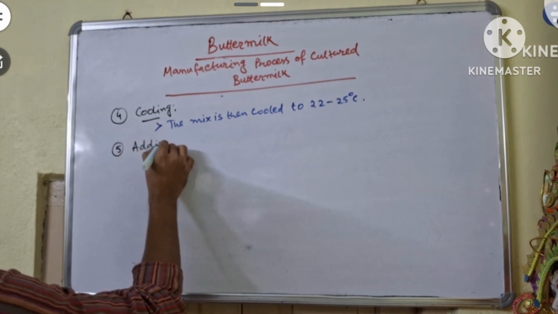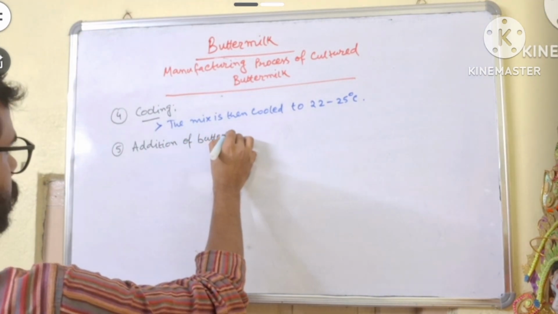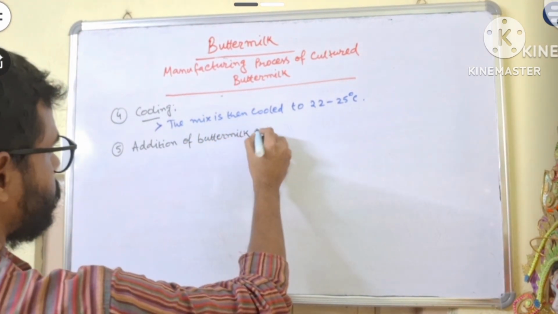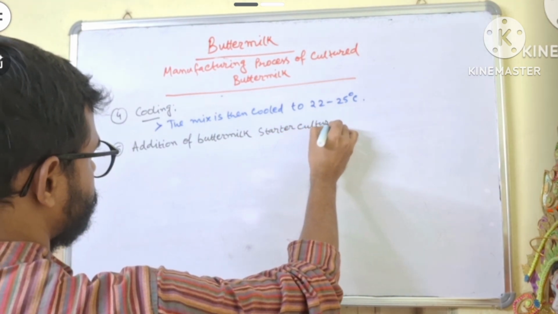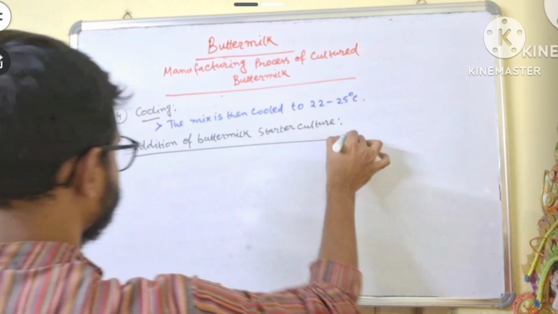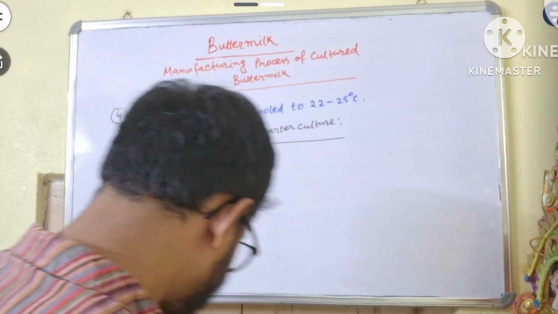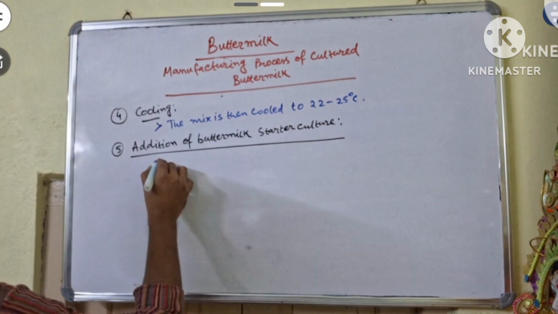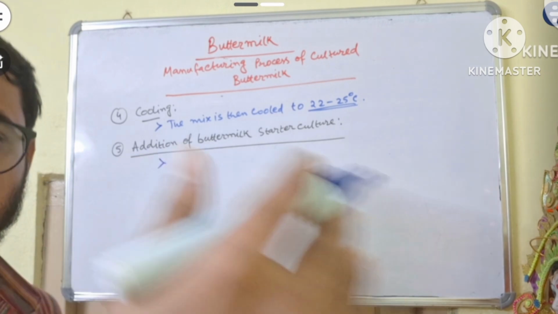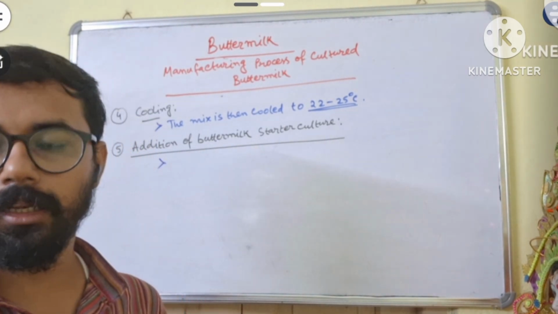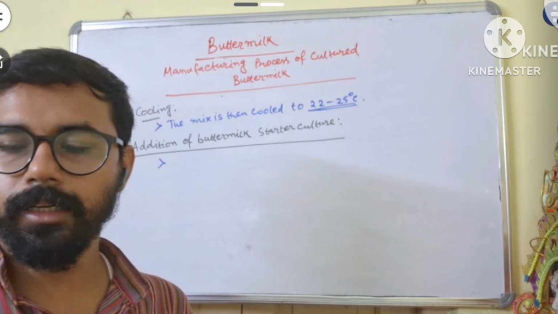Addition of buttermilk starter culture. The starter culture contains mesophilic bacteria. That's why we use a cooling temperature of 20 to 25 degrees centigrade, because mesophilic bacteria love to grow at that temperature range. That means 20 to 30 degrees centigrade.